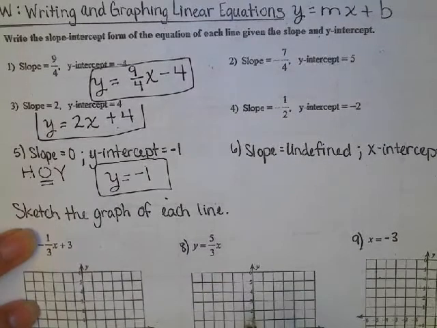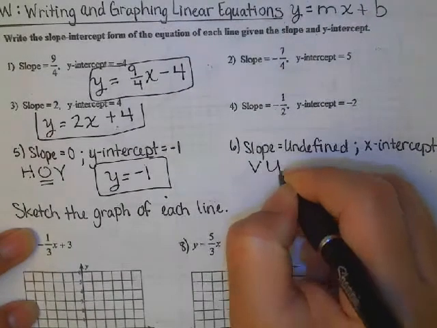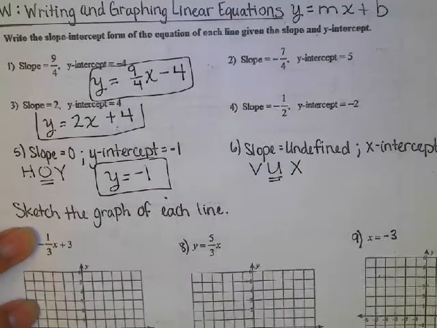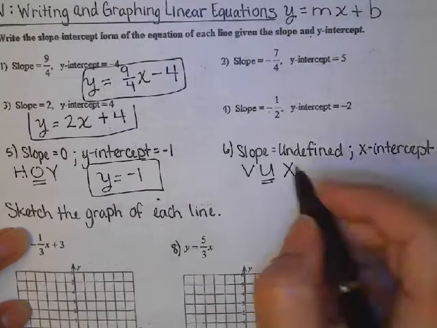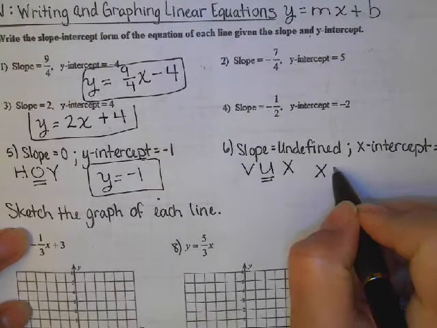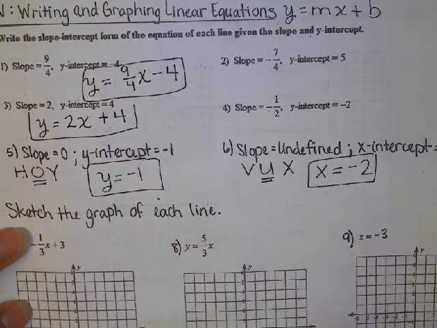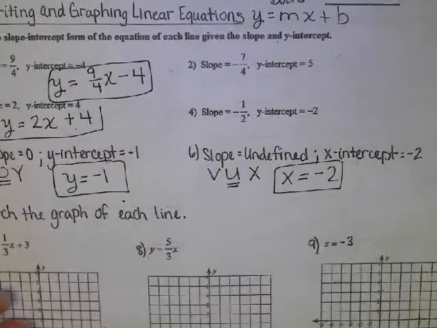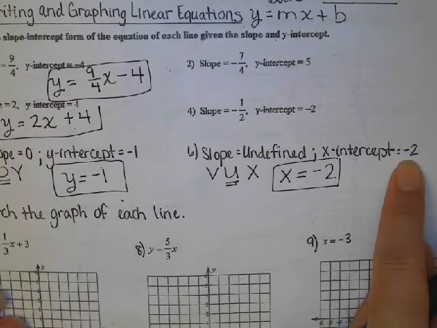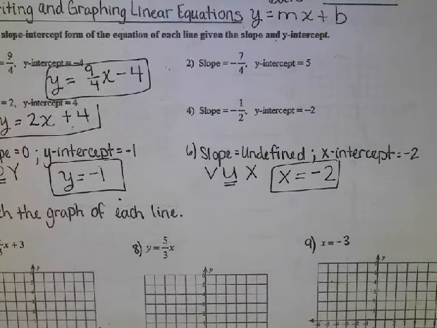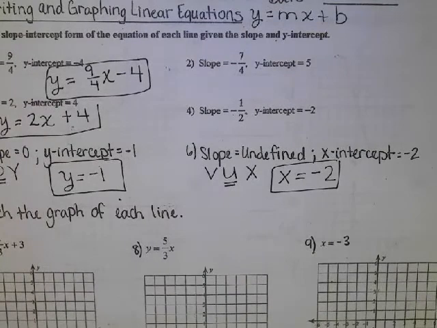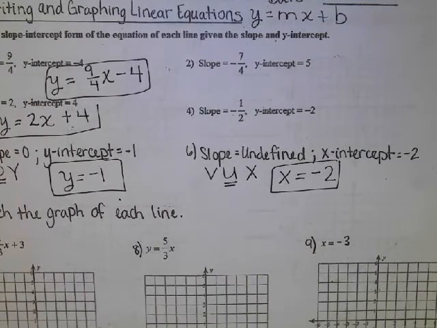And then, of course, if it says the slope is undefined, there's only one type of line that has undefined slopes, and those are your vuxes, your vertical lines. And their equations are x equals a number, and in this case, it's x equals -2. Right here. Okay, so that's one of the things you should be able to do with slope-intercept equations.